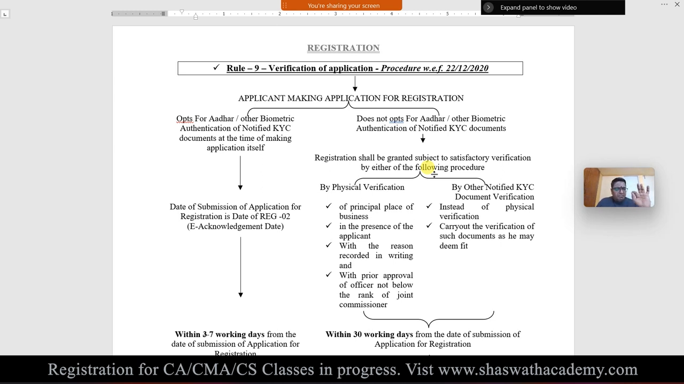Don't hurry, worry or rush into Control C, Control V. Be clear with the concept. Concept theliva padichukonga pa. Content na share pandren. Padinge, revise pannunga. Are you all comfortable? MOU is okay? Yes, sir. Okay, my dear.